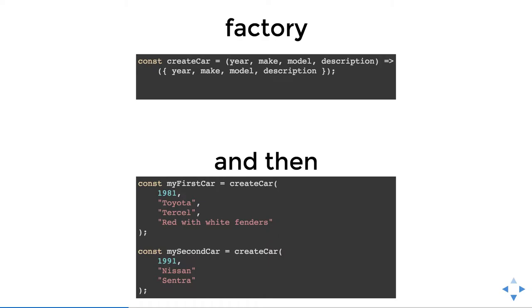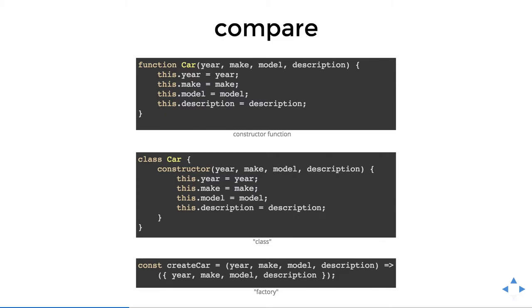The end result of all three of these is pretty much identical in practice. There are no special types; it's all just a plain old JavaScript object. So all three methods produce the same thing in practice. There's some nuance, but let's compare the three formats: the constructor function, a class, and a factory.